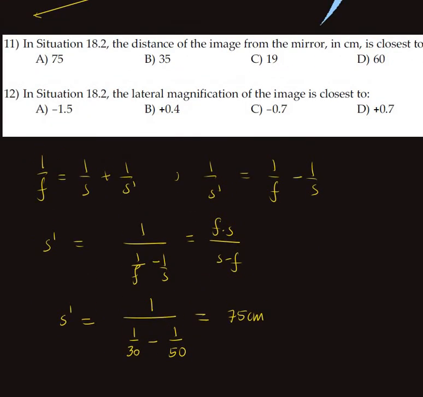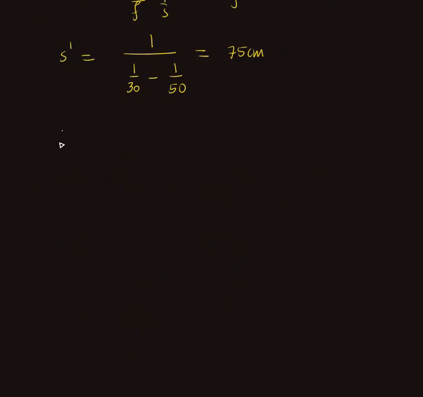Yeah, perfect. Now the next question is, what is the magnification? And if you remember, I gave you some equations for magnification. I'm going to write those here in a second. Magnification is equal to minus s prime divided by s. And if you substitute here, s prime is minus 75 centimeters divided by the object distance, which is 50 centimeters, and you will get a magnification of minus 1.5.